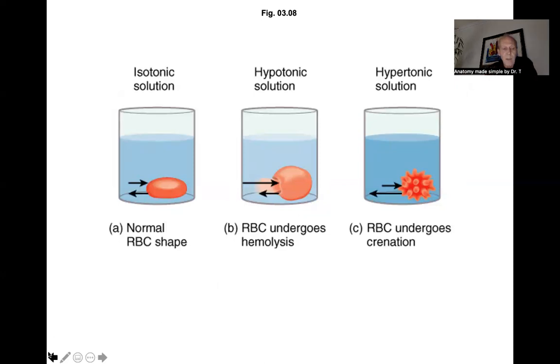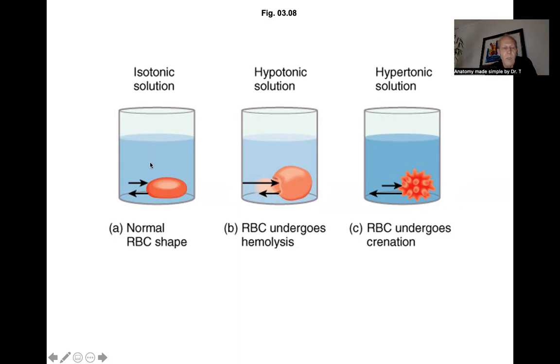So let's explain the principle of osmosis by seeing a red blood cell being placed into three different fluid-filled compartments. Isotonic solution, which for the human body is basically a 0.95% solution of table salt in water. Isotonic: iso, the same tonicity, concentration of solute.